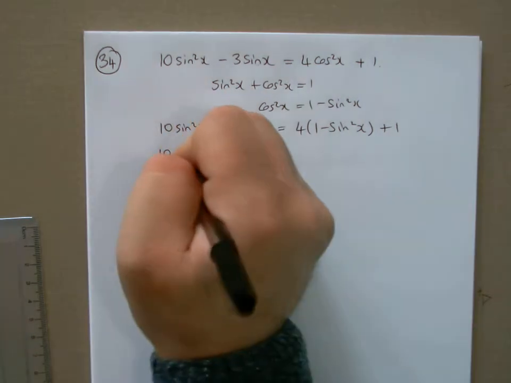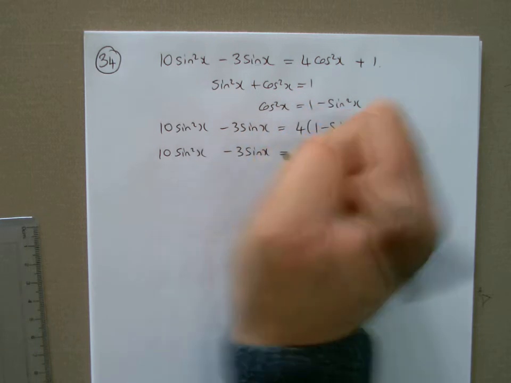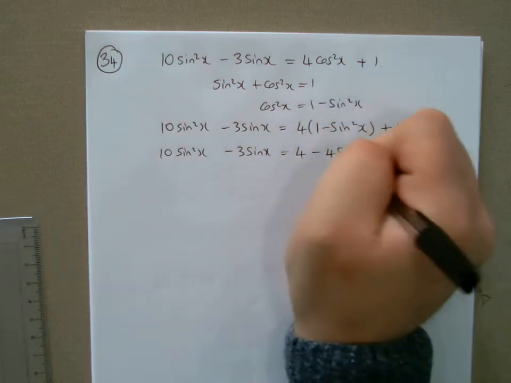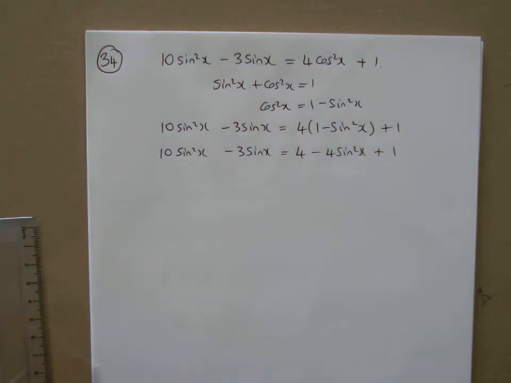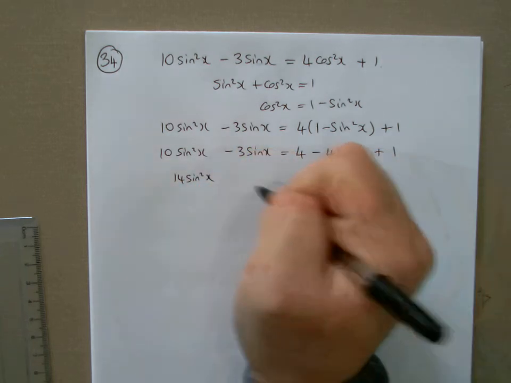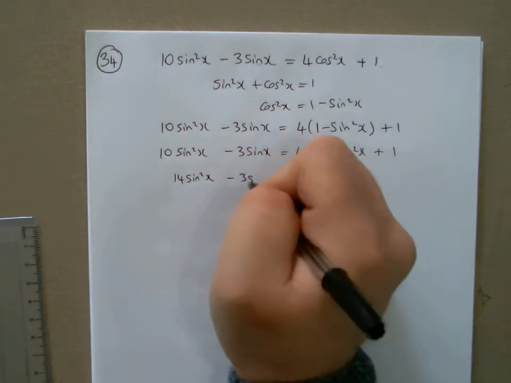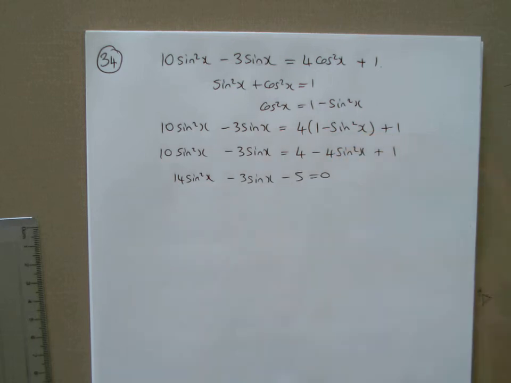So I get 10 sin squared x minus 3 sin x equals 4 minus 4 sin squared x plus 1 there at the end. Get everything to one side, so I'll get 14 sin squared x minus 3 sin x minus 5 equals 0 when I do that. And you can see then I've got a quadratic.